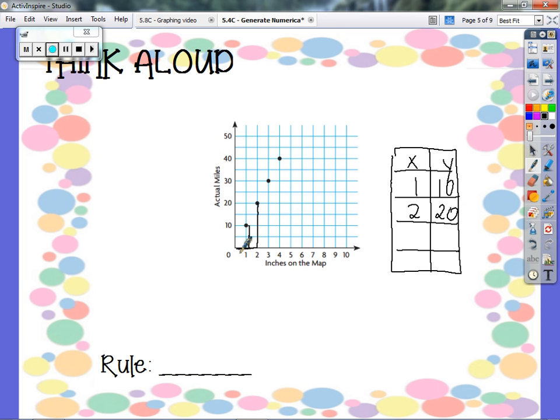Our next point, we're walking to 3, and we're going up to 30. So we have 3 and we have 30. And our last point, we're going to walk to 4, and we're going all the way up to 40.